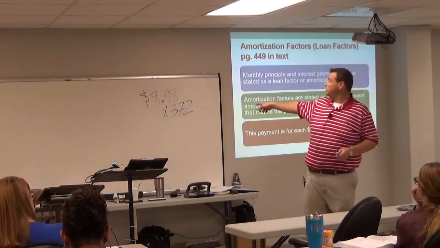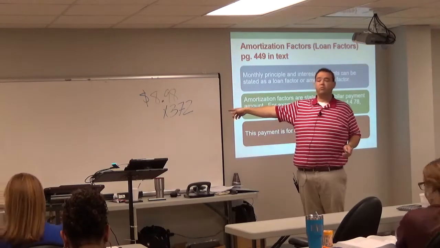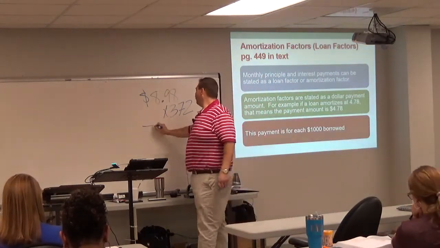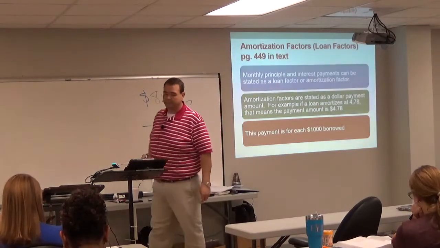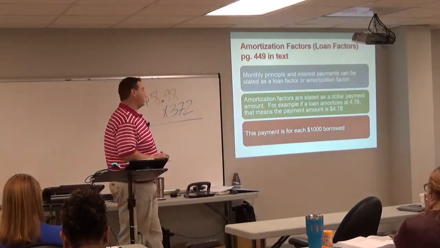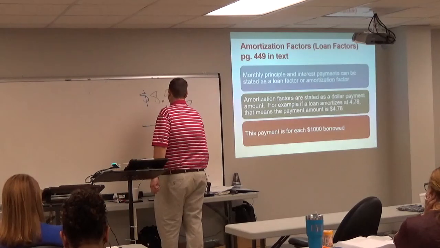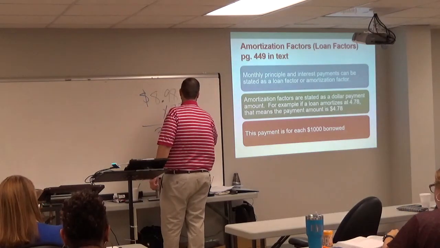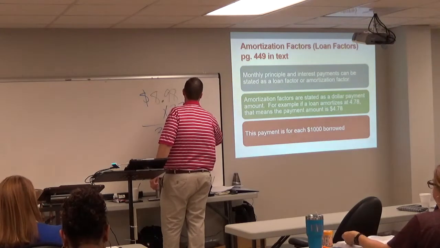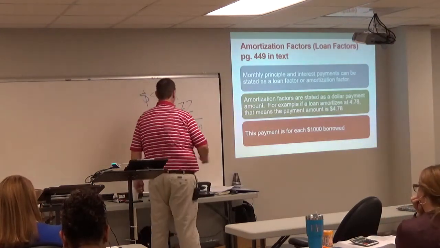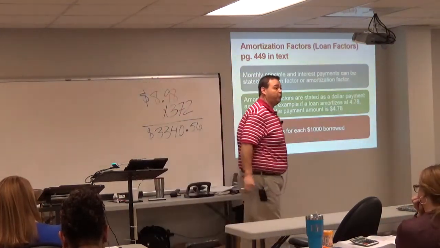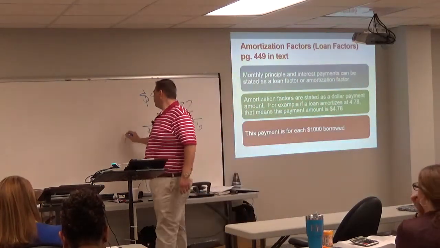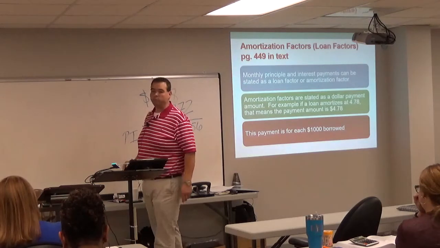So, how much would that $372,000 note be? What would the payment be on that thing? $8.98 times 372. How much would that be? 33, how much? And 50 cents? 56 cents. $3,340.56. Everybody agree with that number? That's the principal and interest payment on that loan.